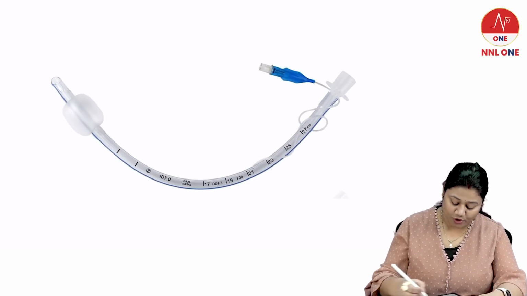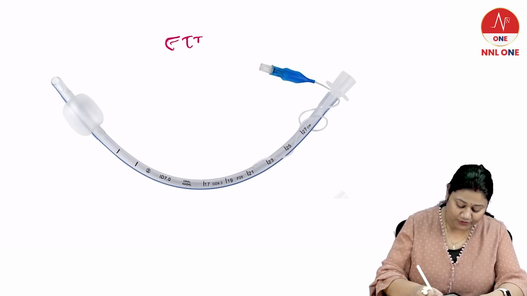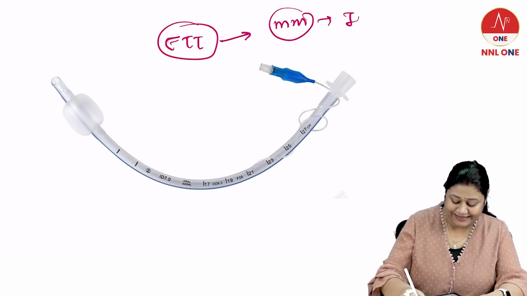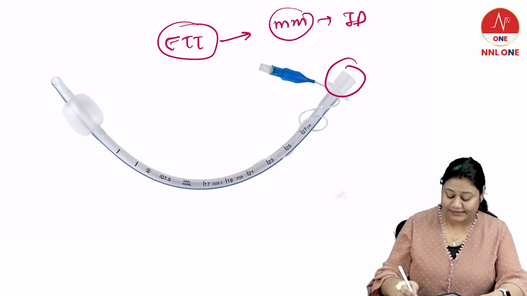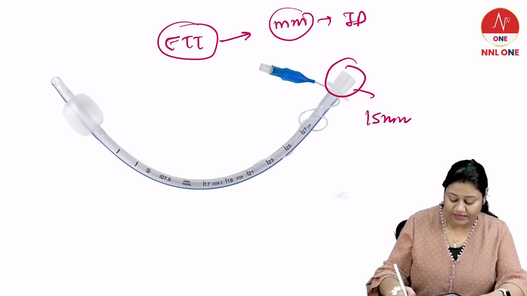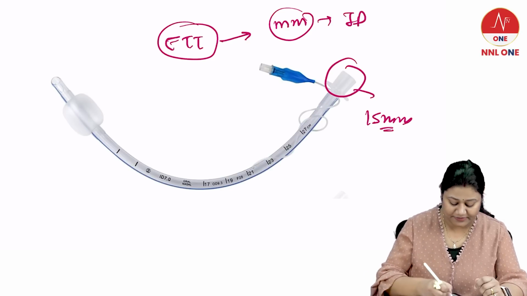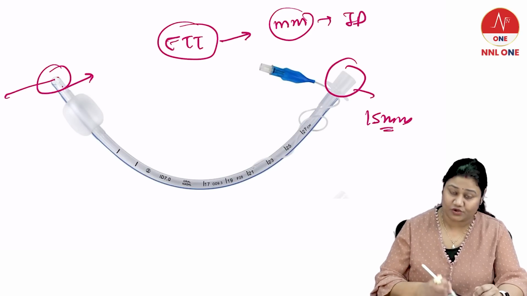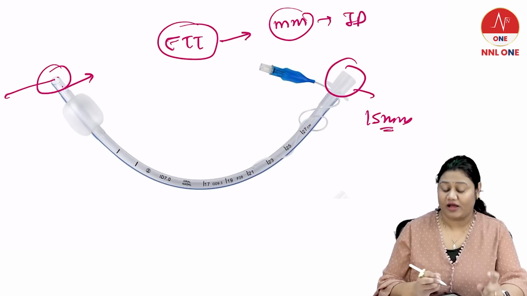With the image, I'm sure you all can identify. This is your endotracheal tube. The size of the endotracheal tube is in millimeters, which represents the internal diameter. This is your adapter, which is standard size 15 millimeter. It is detachable, proximal and distal end, right? We have Murphy's eye just above the bevel. This is your bevel, which is on the distal tip. Just above the bevel you have Murphy's eye.